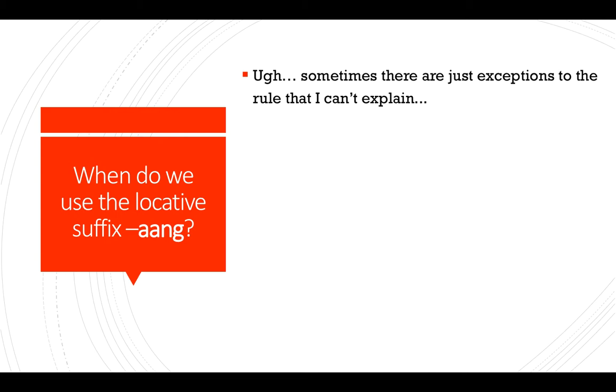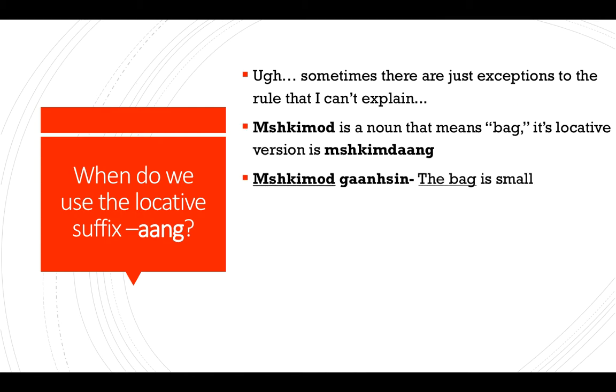Sometimes there are just exceptions to the rules that I can't explain. Mshkimut is a noun that means bag. Its locative version is mshkimdong. So, again, third last consonant rule, we got rid of that O sound. And for some reason, we add an ong to that one. I'll do my best to try and document these in the dictionary.